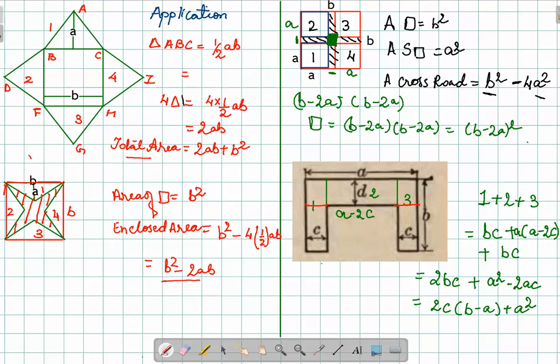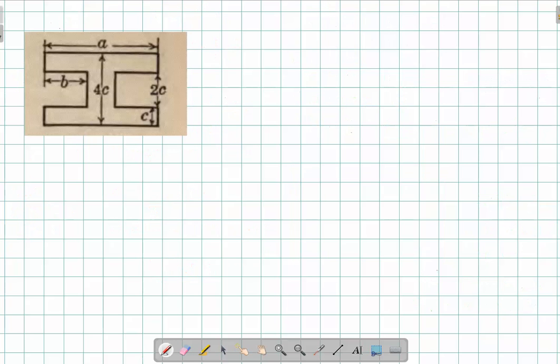Let's go to the next one. So I have given a field in a pattern of an I, and I want to determine the area of this field. For this, again, we would be dividing this into different rectangles. Let's take up the first rectangle.